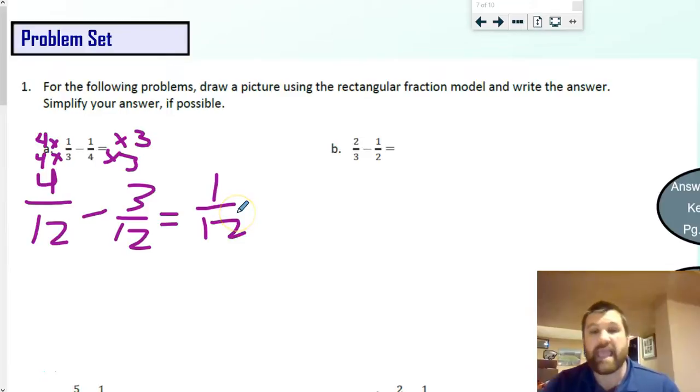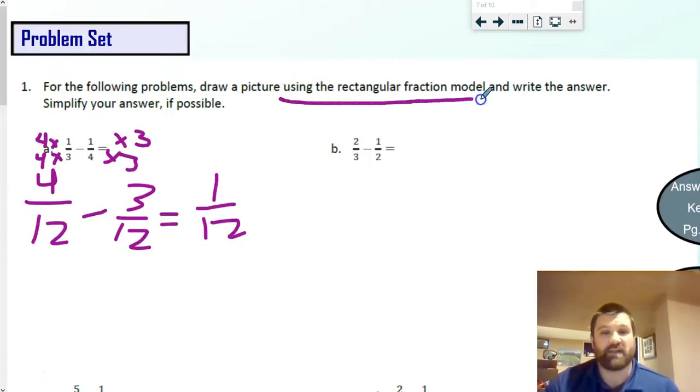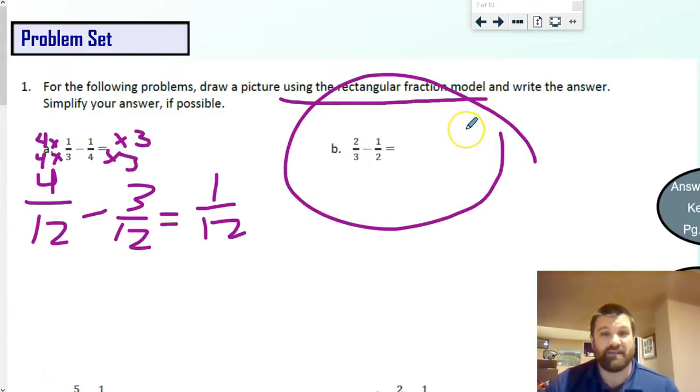Okay? I am okay with either method, whichever you prefer, whichever makes it easier for you to do, and make sure you get the right answer. But remember, on a test, you have to be able to do this rectangular fraction model if it asks you to do it. So at this time, please solve B.